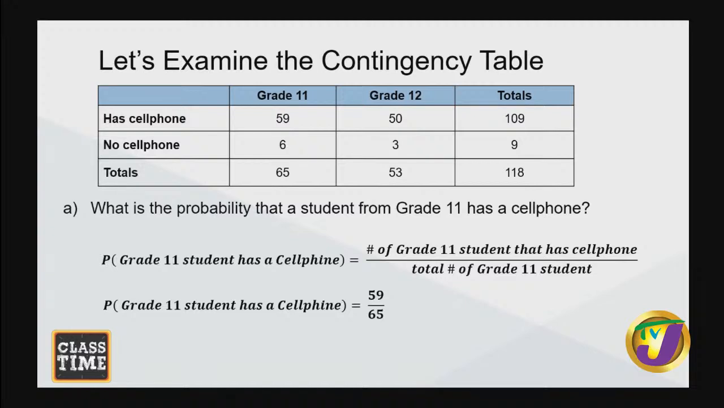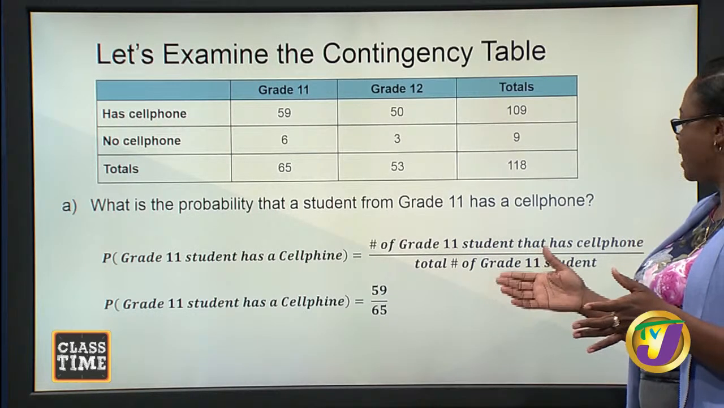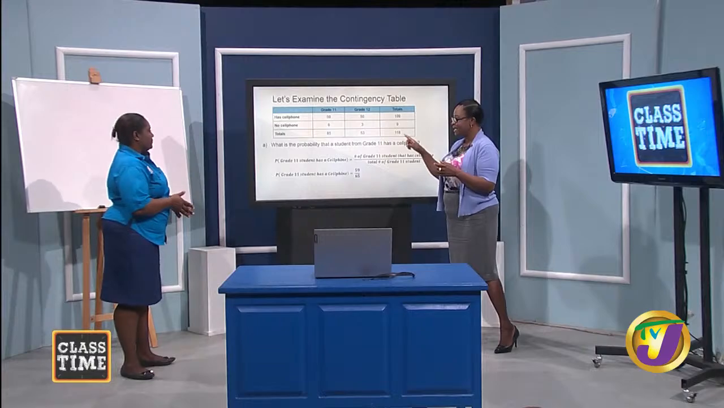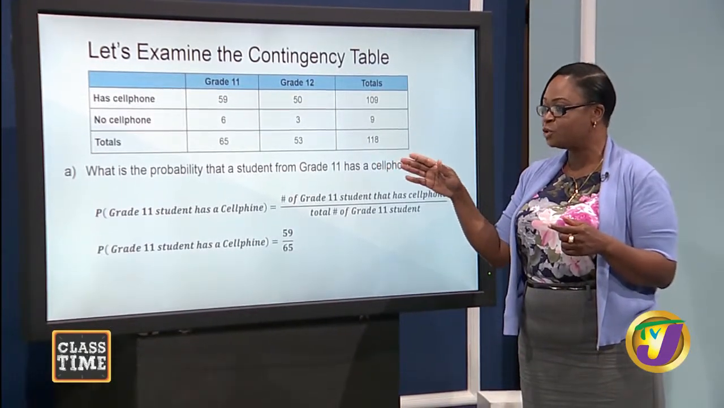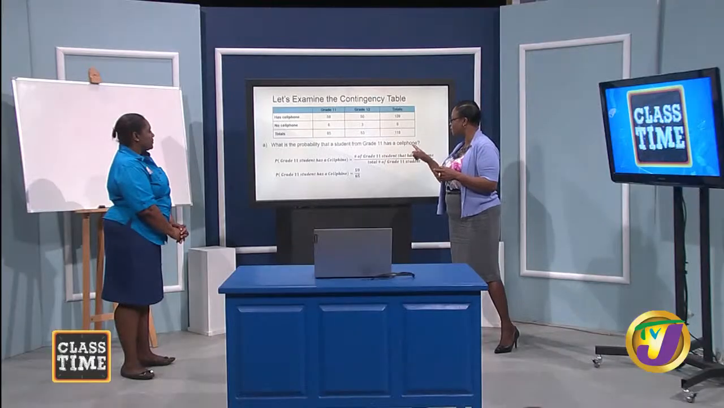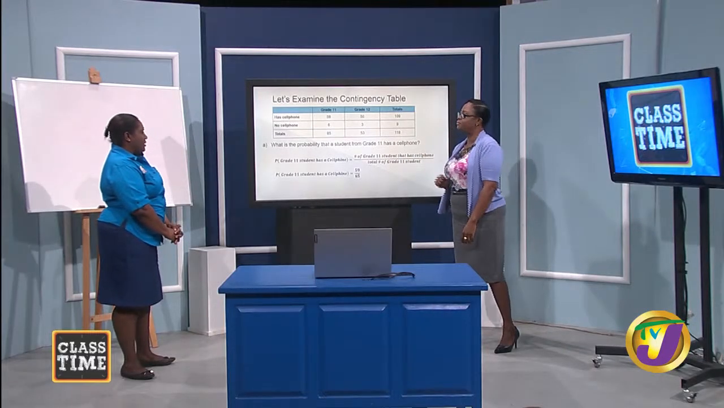Denise, before you go any further, why is it that we are looking at 65 students instead of 118 students, seeing that we are referring to total? Remember, it clearly identifies that we are looking at grade 11. That is the parameter that we're working in. The 118 represents everybody, both grade 11 and grade 12, but we are specific to grade 11.